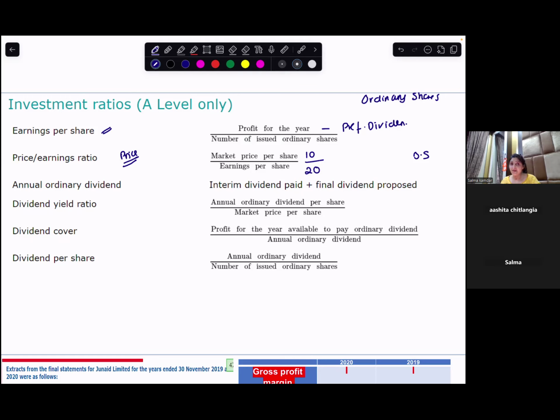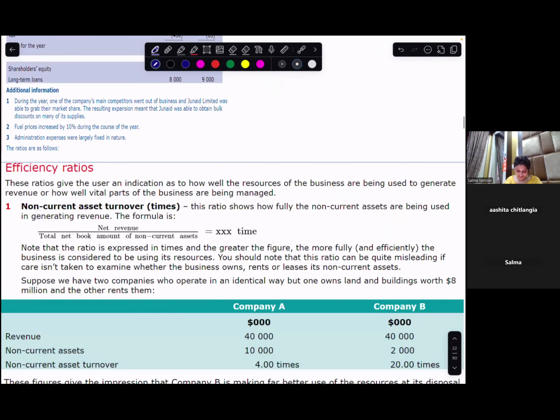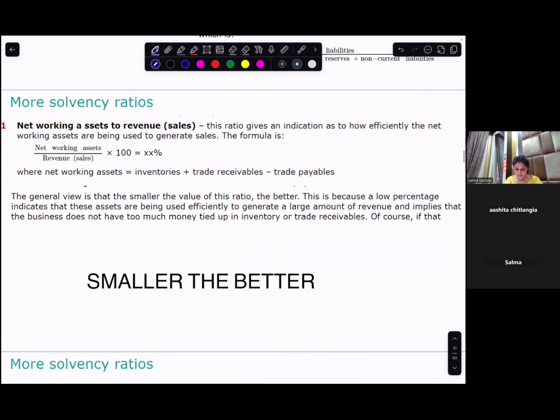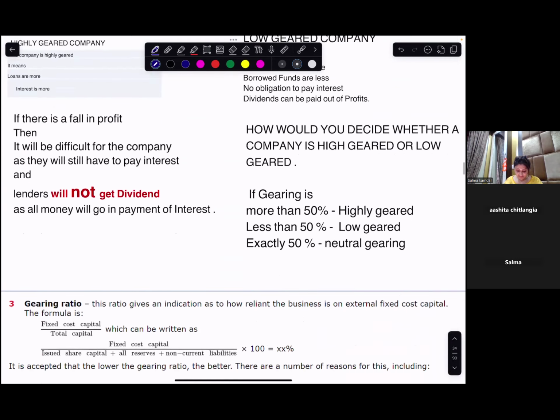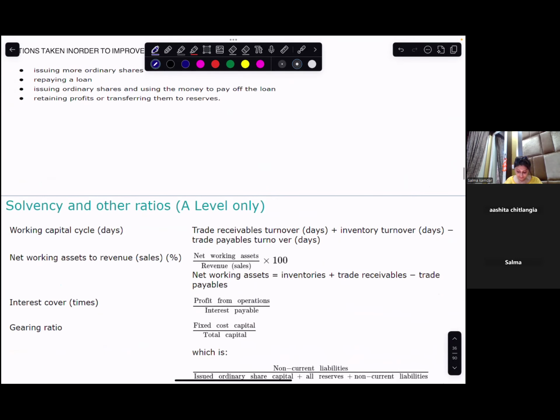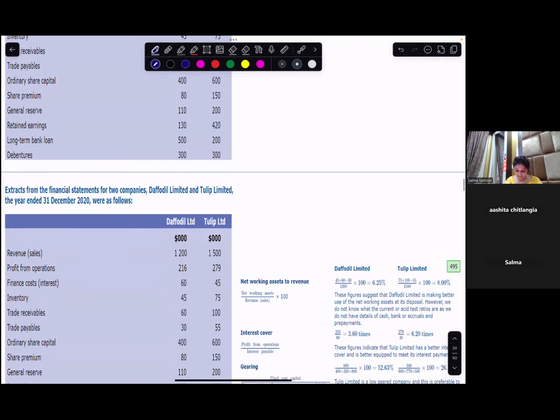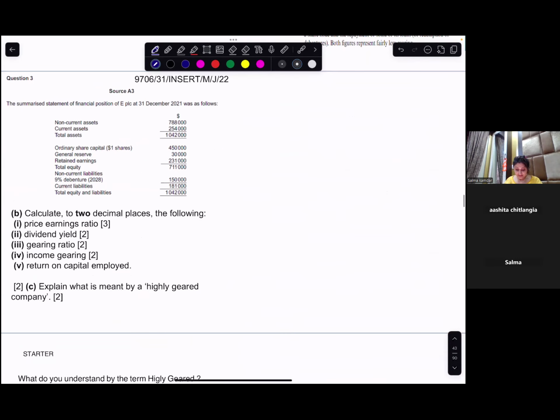Okay, so your price earning ratio tells you whether the price that you are paying is fair when you compare it to your earning per share. So what is the formula for price earning ratio? Price earning ratio is the price of the share and the earnings per share.